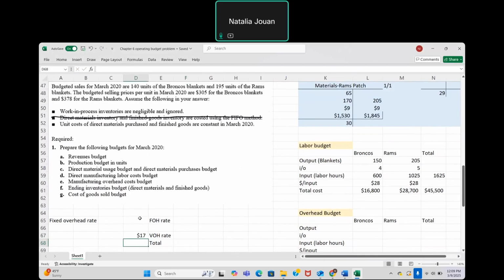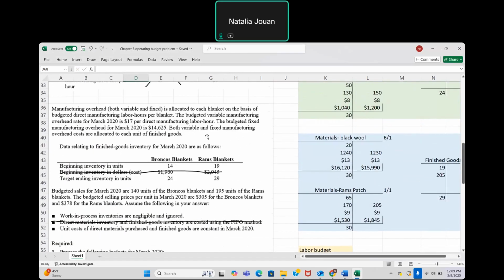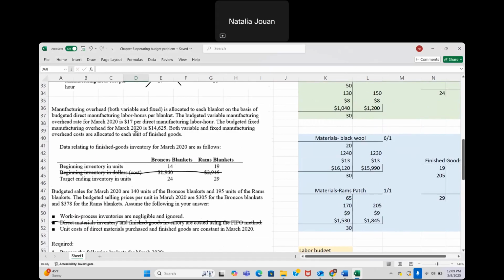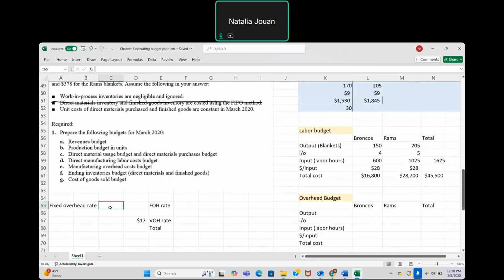Let's figure out what is the fixed rate. Now, at this point, I want everyone to be thinking, how do we get a rate? I always say this, how do we get a rate? Cost over driver. So let's figure out what that rate is. Budgeted fixed manufacturing overhead is 14,625. So that's our cost. What's the driver again? Labor hours. What do we need? We need the total. We just got it here. Total labor hours needed for production, 1,624. Cost over driver will give us the rate that we need, just a fixed rate.